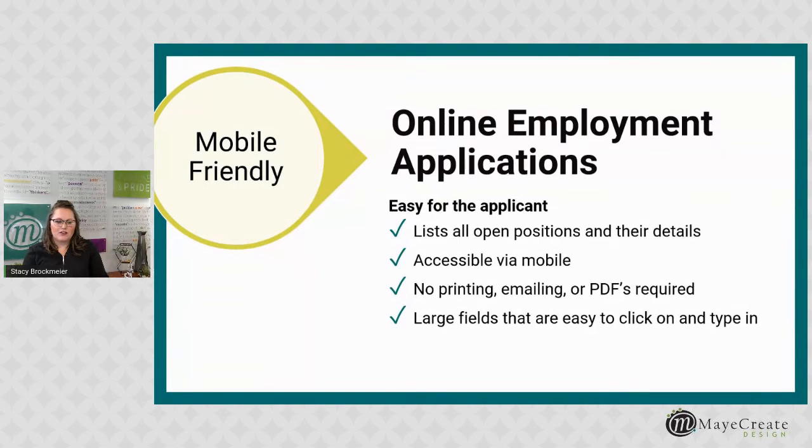So to make it easy for the applicant, we want to list the open positions and their details. What are the locations? What are the benefits? How is travel involved? What does the job entail? We want to make sure that it's really accessible via mobile, that there's no printing, no emailing, or PDFs required. And we want to have large enough fields that they're easy to click on and type in. That's going to make it super easy for people to be able to submit those applications online right from their phone.